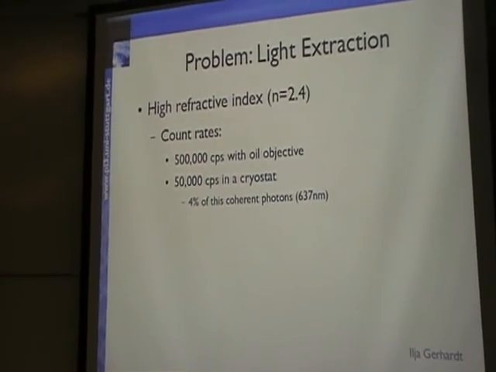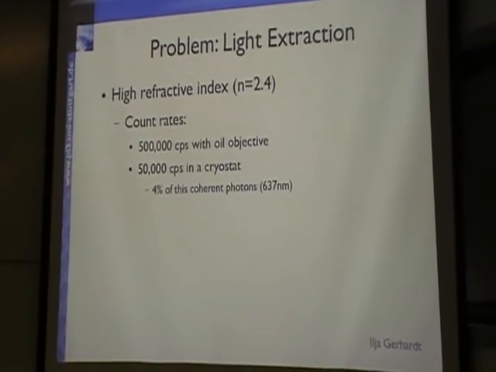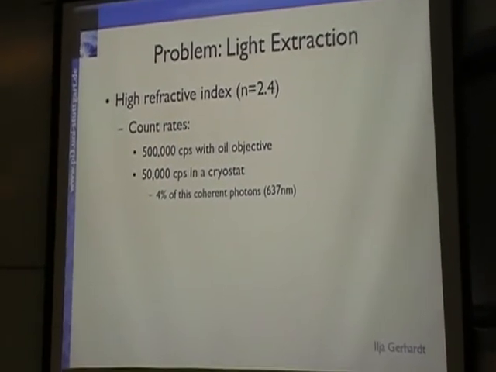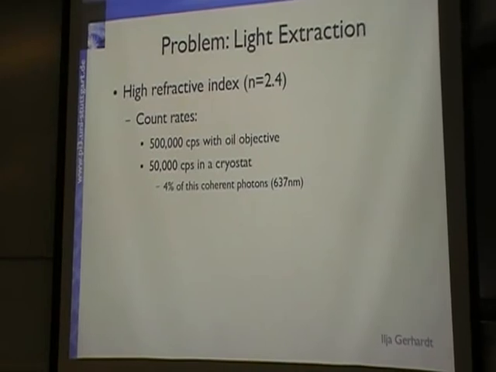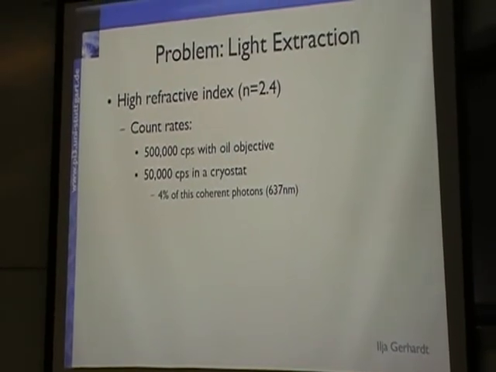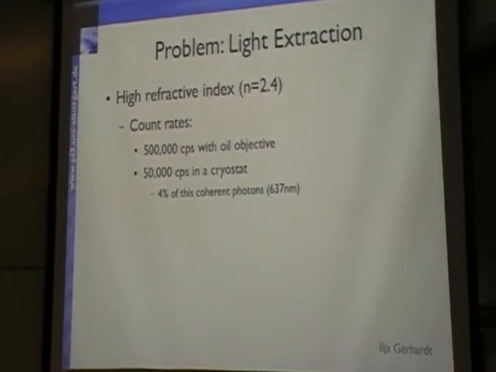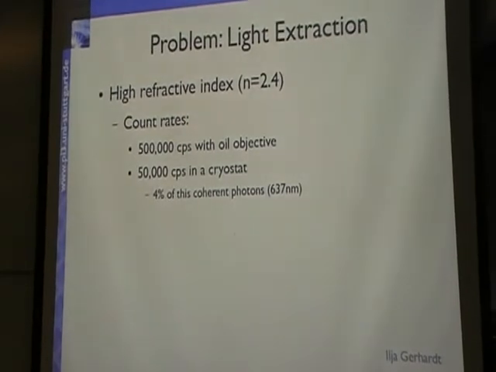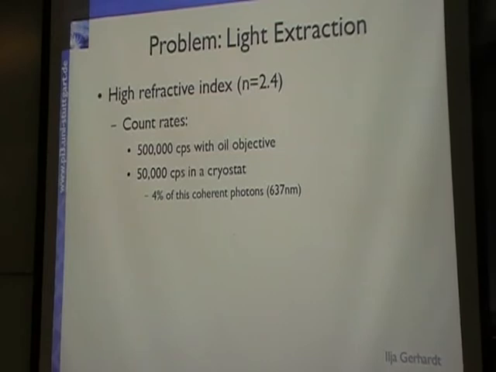And the really crucial point is if we do really fundamental experiments in a cryostat, here we are limited by a factor of 10 again, because with such a geometry the lenses are not working as well as in ambient conditions, and we have only 50,000 photons, which is not a lot, per second.